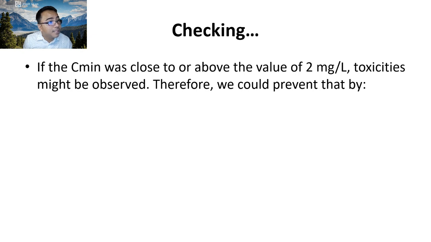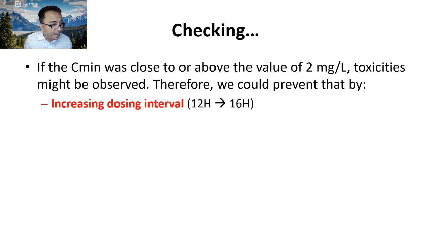Now, if the C mean was close or above 2 milligrams per liter, toxicities might be observed. Therefore, we could prevent that by increasing the dosing interval. So instead of every 12 hours, every 16 hours. Again, depende pa rin naman sa iyo to eh. Okay? Or decrease the dose. You just decrease the dose. So either way, class, either habaan mo yung dosing interval or babaan mo yung dose.